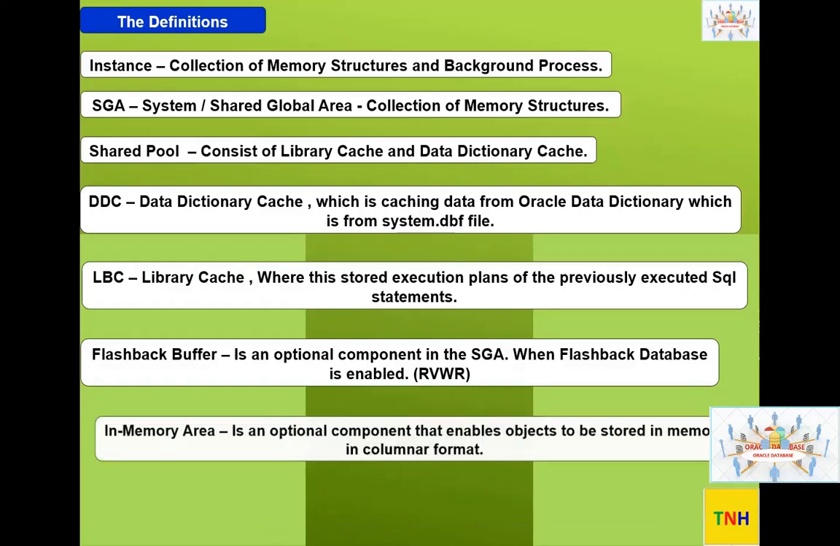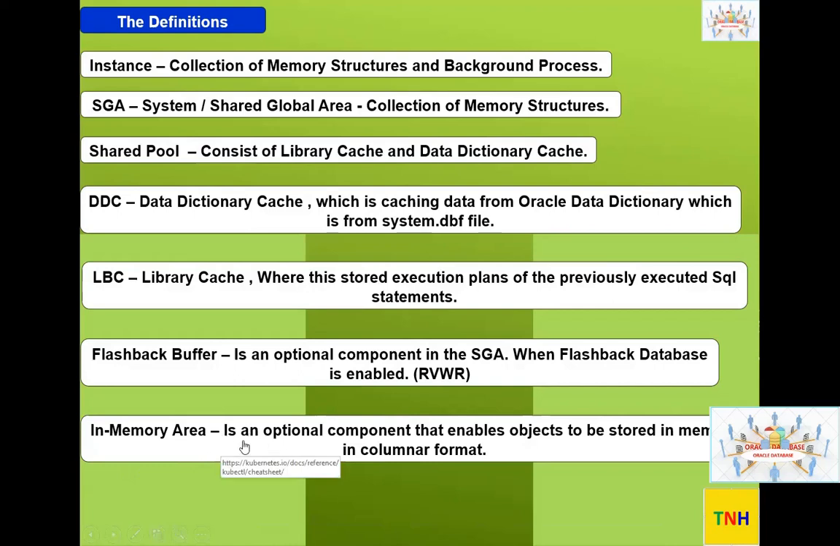It is not the time to dig into everything. We are going through definitions. In-Memory is another optional area. It's an optional component that enables objects to be stored in memory in columnar format. This is an Oracle feature. We know columnar format is there for optimization. Again, we will learn it later. Columnar is a data storage type. Right? It is an optimization for analytics.